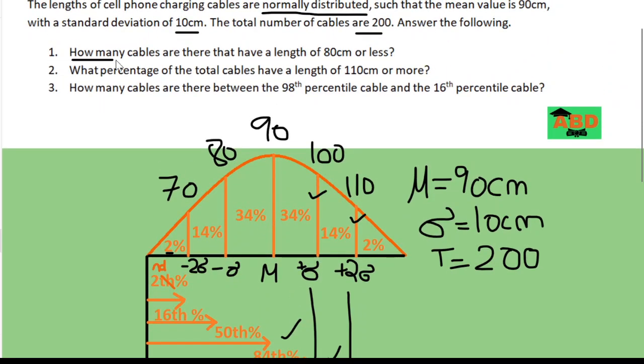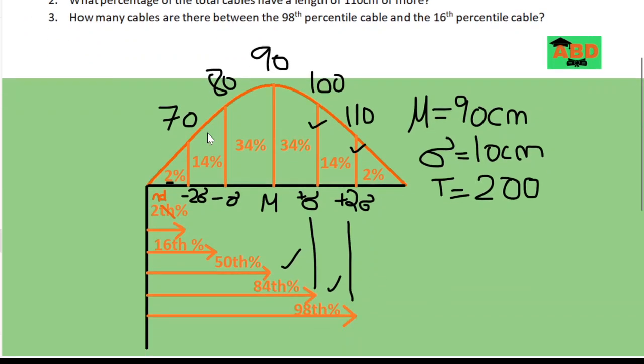How many, basically quantity, how many cables are there that have a length of 80 centimeters or less? The first thing that I need to do is locate 80 centimeters and where it is lying. If I come down here, 80 centimeters is one standard deviation below the mean. I have to consider what is below that, to the left. So all I need to do now is combine 14 and 2, which is 16%, and use the total to get the actual quantity.